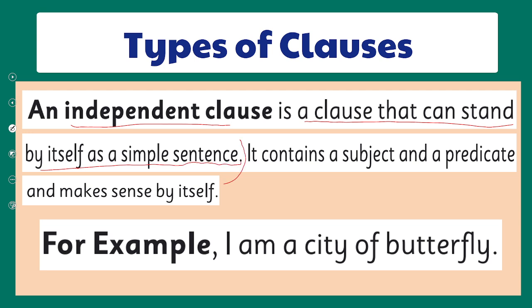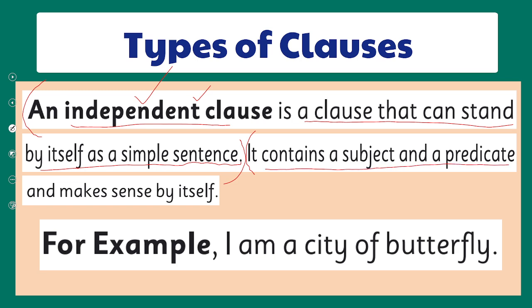So that clause which can stand as a complete sentence, which has a subject, which has a predicate, and can behave like a sentence, can present the complete meaning, is considered an independent clause, because for the sake of portraying the complete meaning, they don't need any other clause or any other group of words. So that's why they are considered independent clauses.